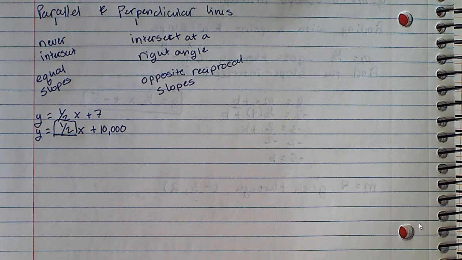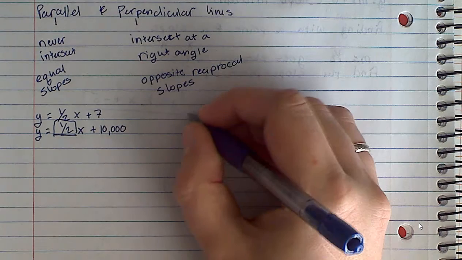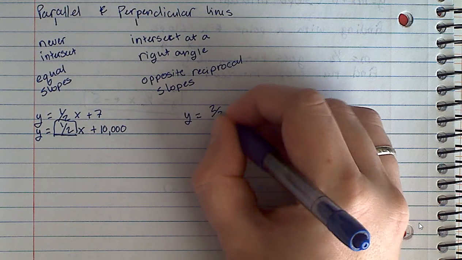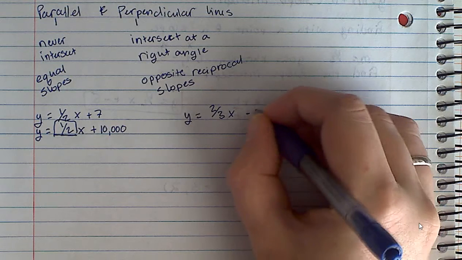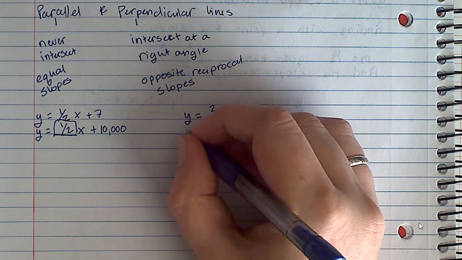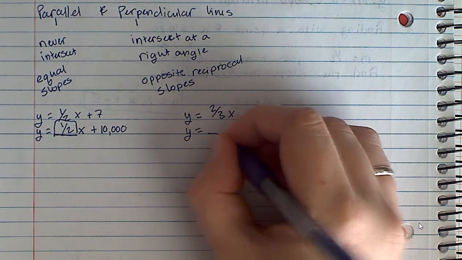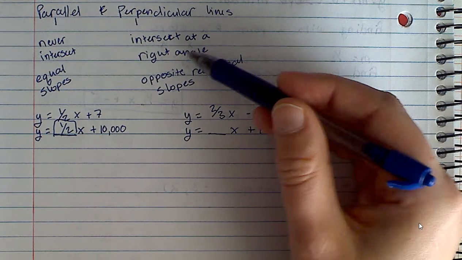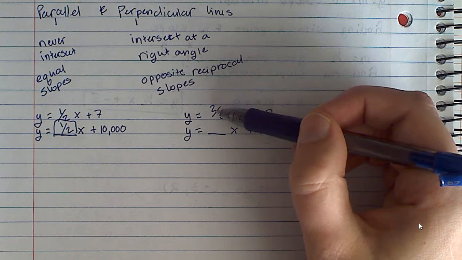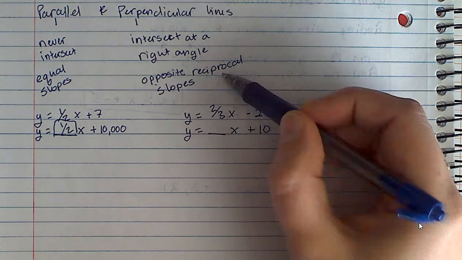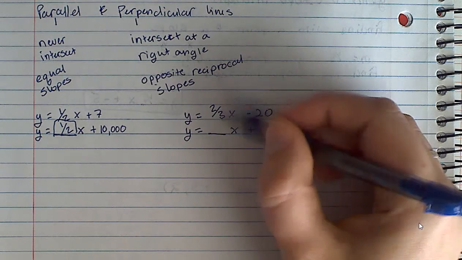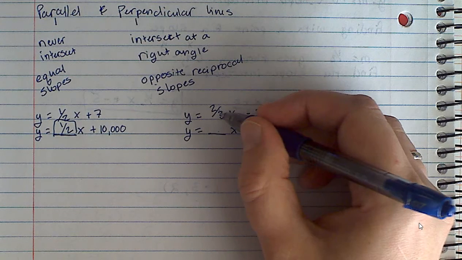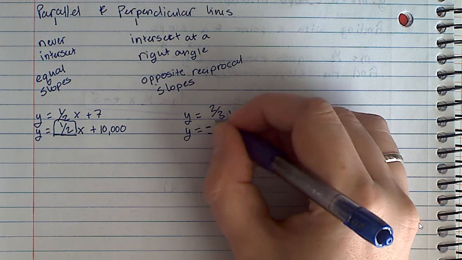Okay, so let's talk about perpendicular. If I have a line like y equals 2/3 x minus 20. Wouldn't it be 3? Okay, hold on one second. So let's do y equals blank x plus 10. This slope would need to be, if it's perpendicular, the opposite reciprocal. So not just reciprocal. Reciprocal means I need to flop it, but it also needs to be opposite. So y equals negative 3/2.